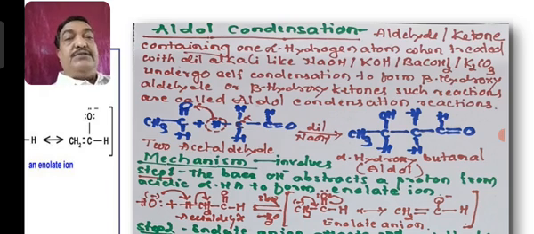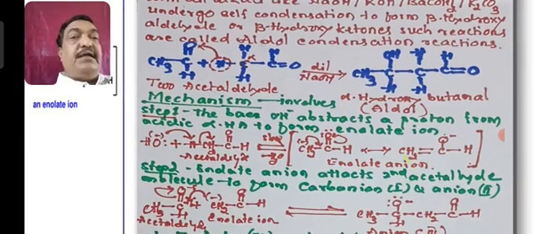You can see here CH3CHO, CH3CHO, two acetaldehyde molecules in presence of dilute NaOH give an aldol, alpha hydroxybutanal. So this is what I have discussed with respect to acetaldehyde in the earlier case. The same thing will be here. Now you can see the mechanism.